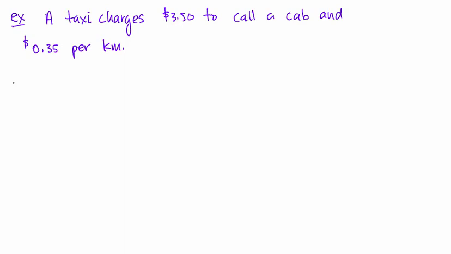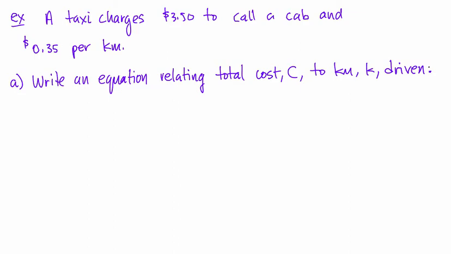Okay, so a taxi in a city charges, and I'm just making these numbers up, but let's say $3.50 to call the cab. So as soon as you make the call, you owe them some money. And then you have to pay an additional 35 cents for each kilometer that you ride in the taxi. And so a couple questions for you. First of all, let's see if we can write an equation relating the total cost C to how far we drove, to the number of kilometers k that are driven.